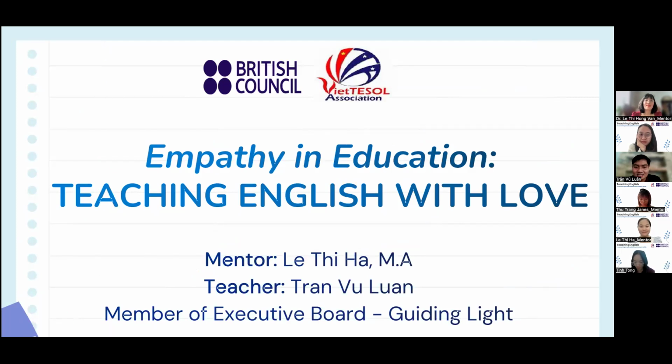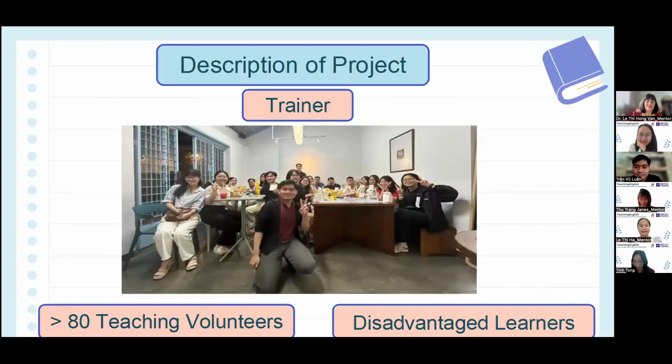All right. Nice. Okay, now let's have a look at the screen. There are some hints on the screen. Trainer, more than 80 teaching volunteers, disadvantaged learners. Could you guess what I will do?